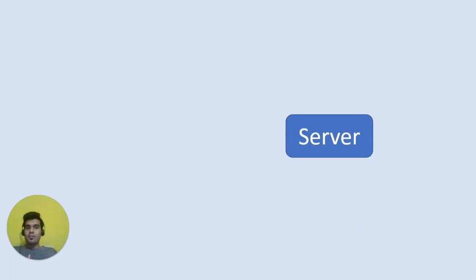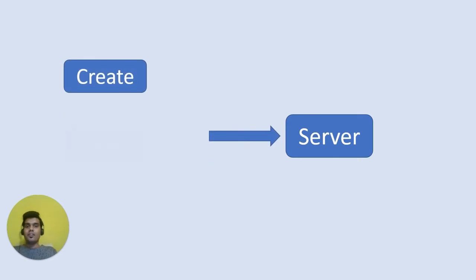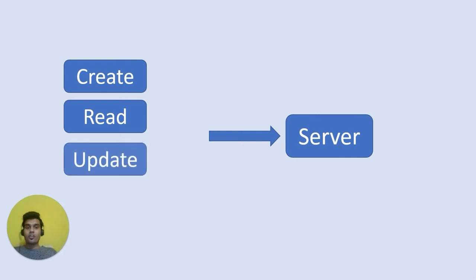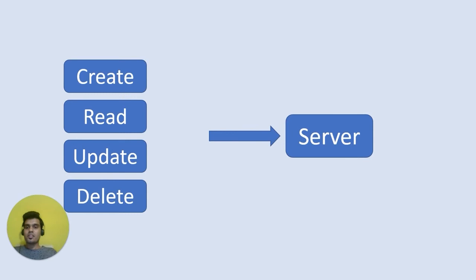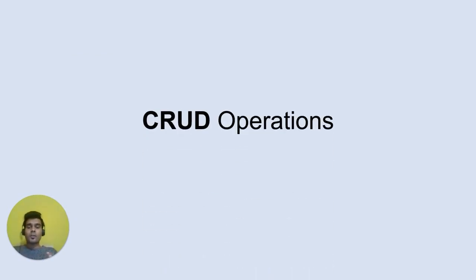The server is there. We have a client. The client can do various operations on the server: it can create a record on the server, read a record from the server, update a record on the server, as well as delete a record on the server. How is this possible? It is possible with the help of HTTP methods. We will understand it later. All these operations are known as CRUD operations.